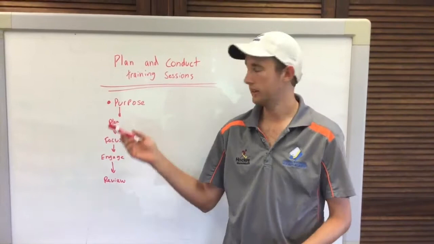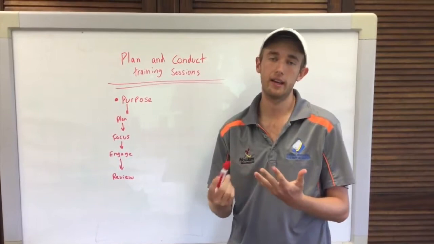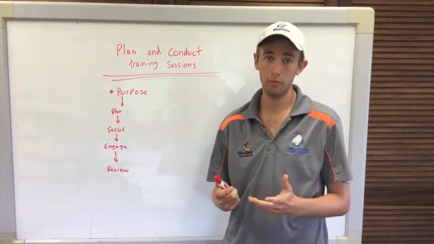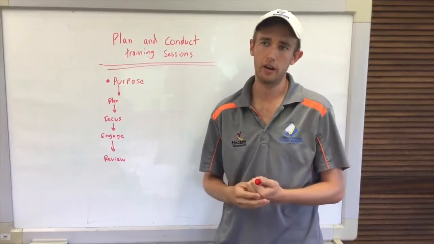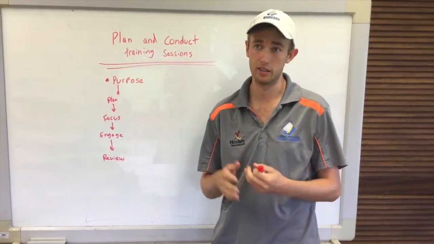So you can see here, I've listed the five most important aspects of planning and conducting a training session. When you're setting up and thinking about your training session, it's incredibly important that you have a purpose to the training session. So you identify as a coach, this week in the game, we may have struggled with our first touch. So you identify that's what your purpose of your training is, to get the athletes better at that particular skill or in a particular area of the game.